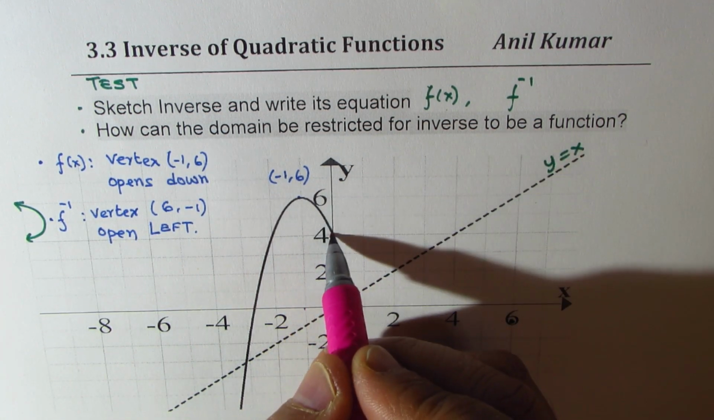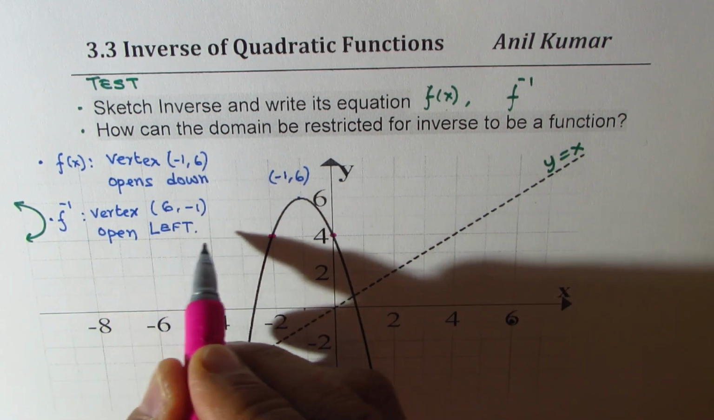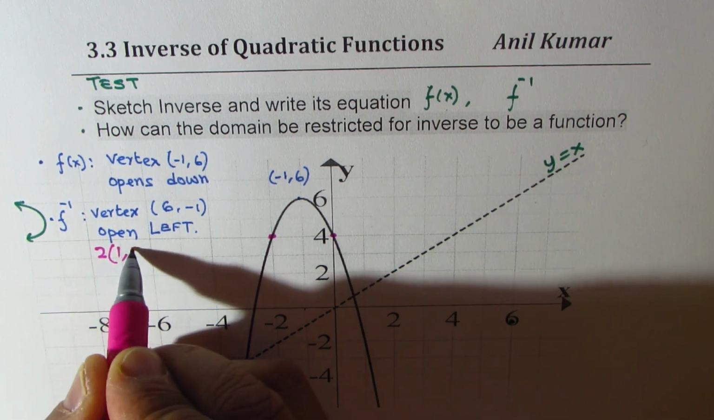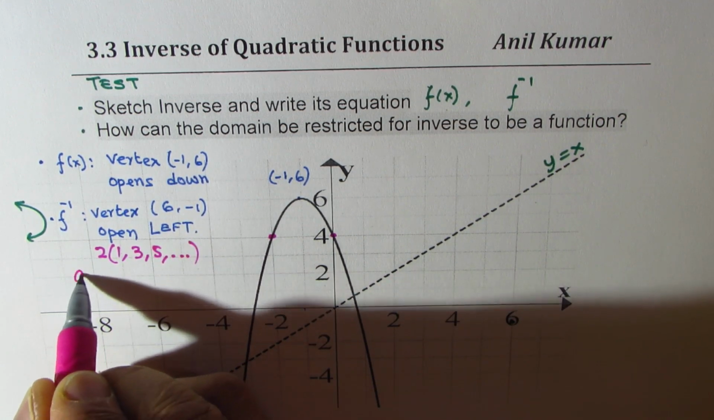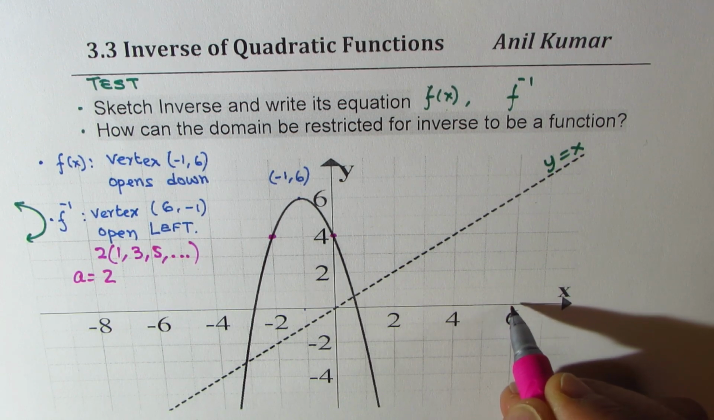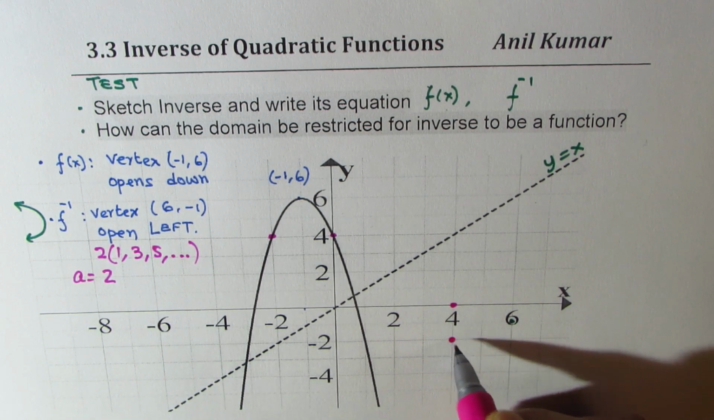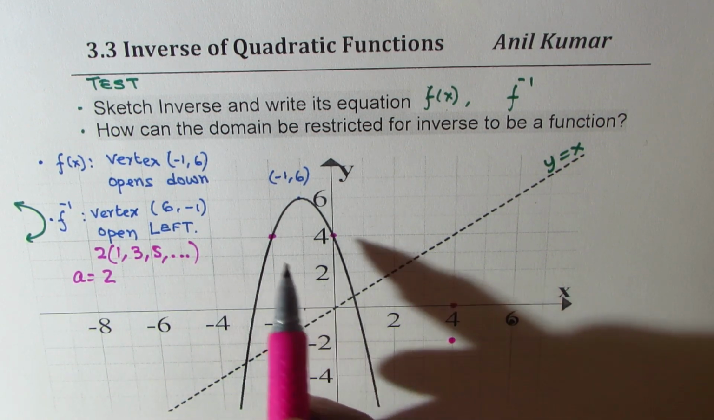So the first step is 2 down. That means we are now going through these steps, which are 2 times 1, 3, 5, 7, and so on. That means a value is 2. Perfect. So from here, go 1 and 2 down. We are now making a parabola which will open left.